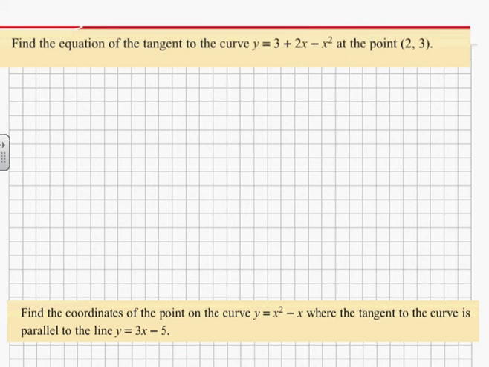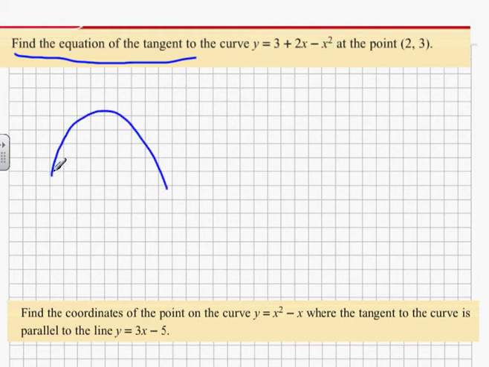Find the equation of the tangent to the curve y equals 3 plus 2x minus x squared at the point (2, 3). Okay, what shape of curve is this? It's n-shaped because it's minus x squared. So you have an n-shaped curve, okay?